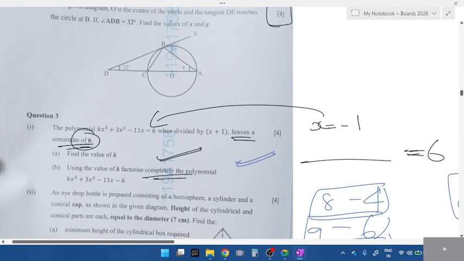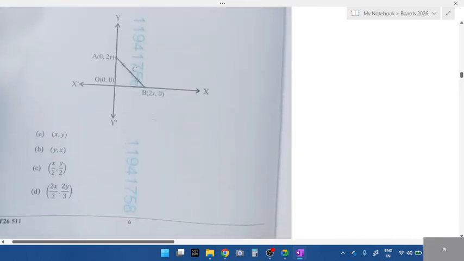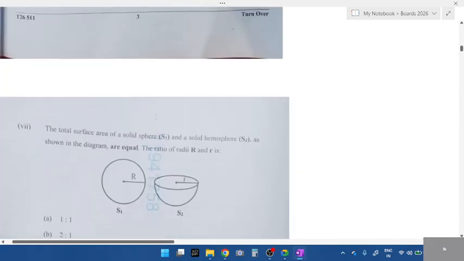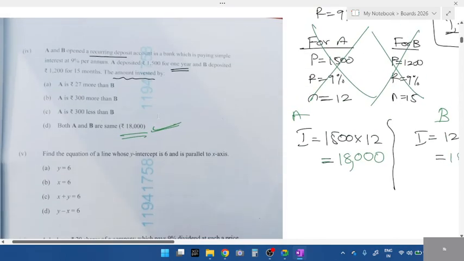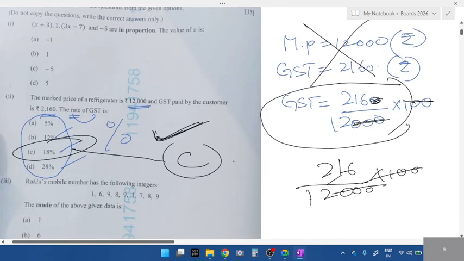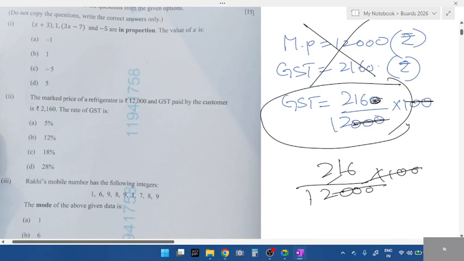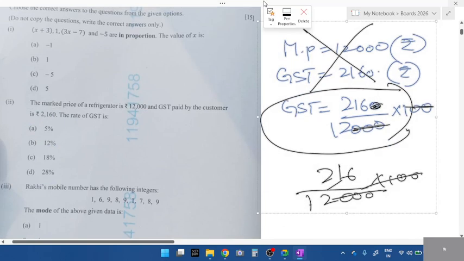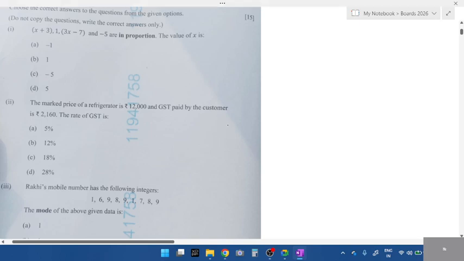See, this is 2026. All of you write 2026. Copy this question. Okay, start, students. All of you be quick. What is given? The mark price is how much, students? The mark price is 12,000. And the GST paid by the customer is how much?